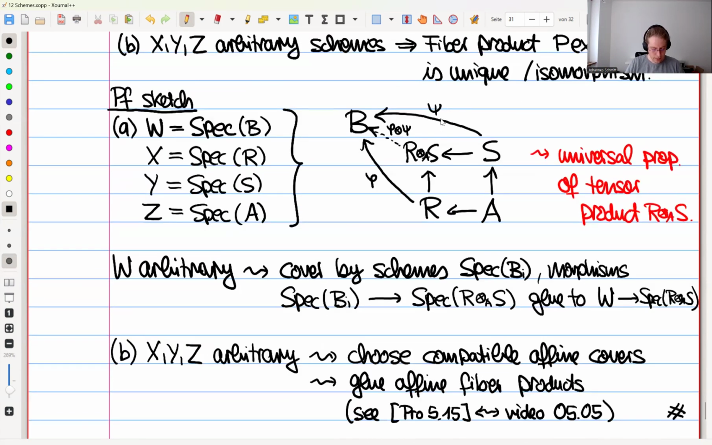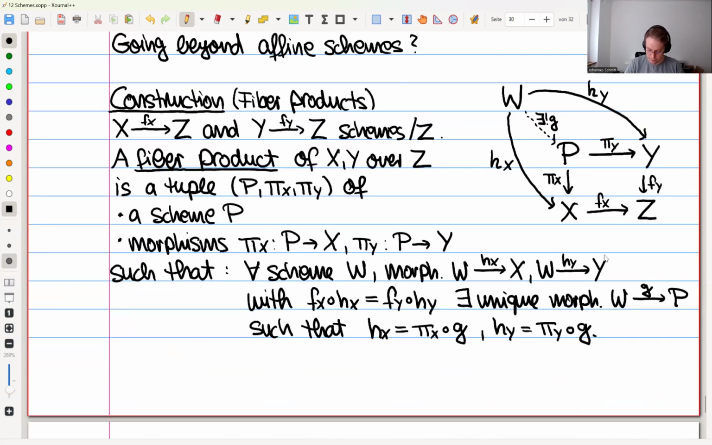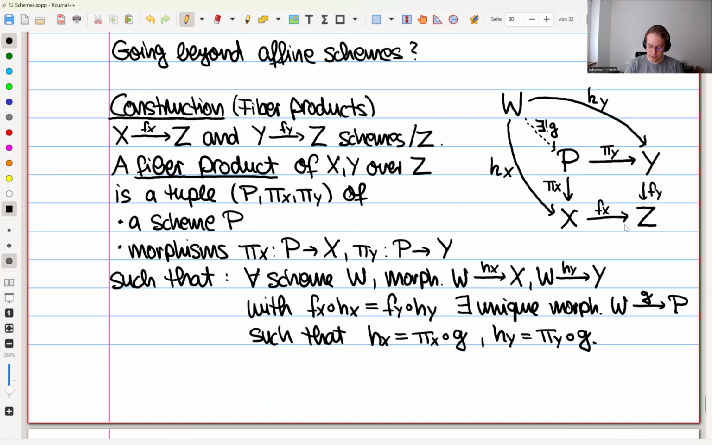And then finally, when X, Y, and Z are all arbitrary, and we want to show existence and uniqueness of this fiber product, we know what to do in the affine case. So you choose compatible affine covers of everything. You first choose an affine cover of Z. Then on the preimage of everything, you choose affine covers of X and Y. And once this is done, you know what parts of P you should get. P should also be covered by the affine fiber products.